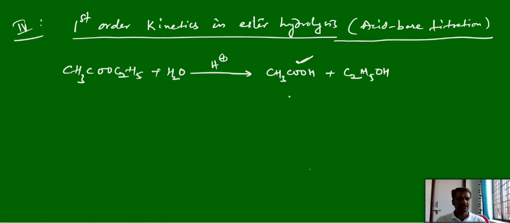Just again you apply the stoichiometric calculations. Whatever the amount of acetic acid produced should be equivalent to the amount of ester we have taken initially, right, by the law of equivalence. Now we have to monitor the production of acetic acid. How can we monitor? Acids can be monitored by titrating against the base. Just add some base to this acetic acid and you can identify how much acetic acid is produced. Acid base titration. Mostly we will use sodium hydroxide as the base.